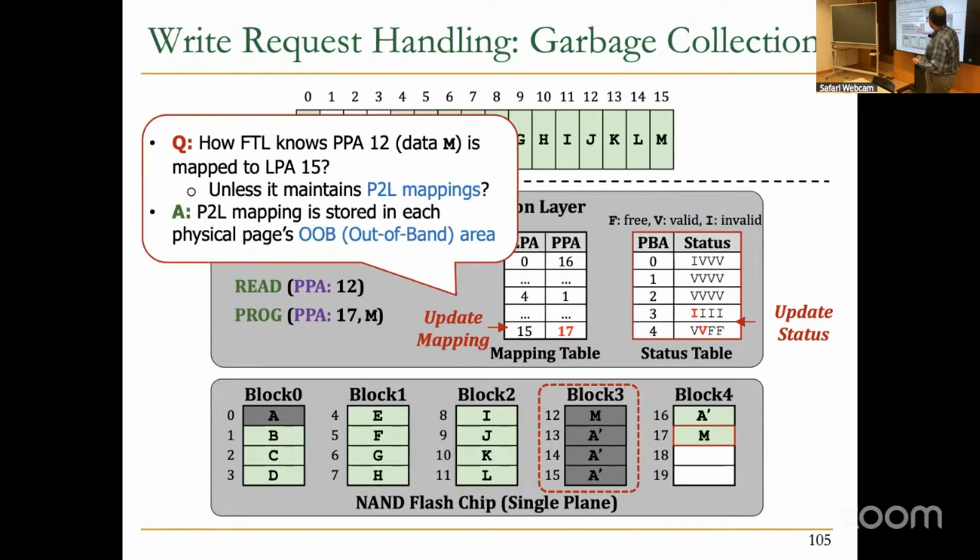How do we do it? Essentially, in each page we have some area which we call the out of band area, where we store which logical page address this page belongs to. So we are using some out of band area in each flash page to store the logical page address for that. And we use that in order to understand that this is logical page address 50.